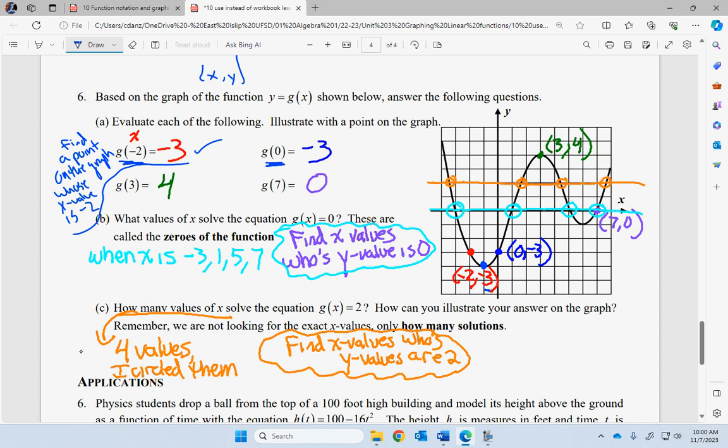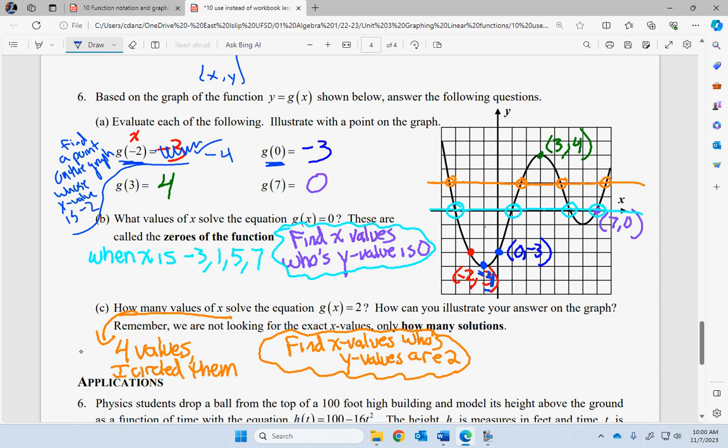So if I want to find g of 0, I find a point on the graph whose x value is 0. That would be this point right here. It's the point 0, negative 3. I just realized I made a mistake someplace. This y value is a negative 3. I'm going to go back to this. 1, 2, 3, 4. This y value is a negative 4. My answer key was wrong.